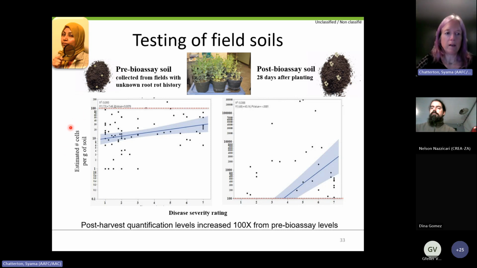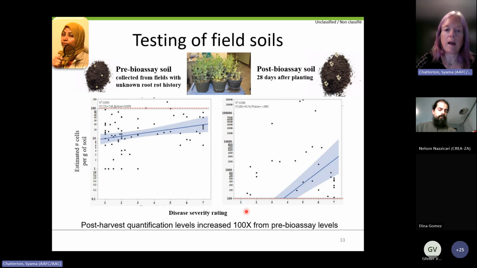So what we can see here is when we convert those ITS copies to an estimated number of cells per gram of soil and compare that to the disease severity rating, there's a very poor relationship in field soils between our DNA quantification and disease severity rating, and for the most part, all of the soils had inoculum levels underneath that threshold of 100 oospores per gram of soil. So even with these soils that cause disease ratings of 5, 6, and 7, so very high disease, we're still coming up with under 100 oospores per gram of soil in that starting material.